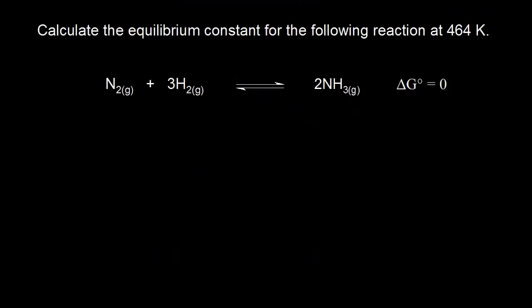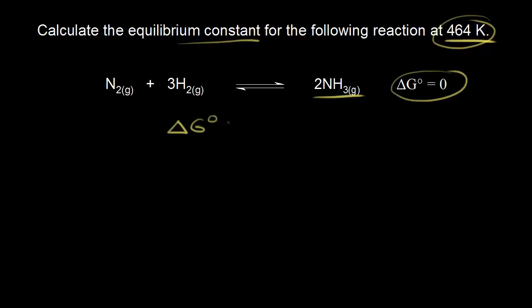Let's do the same problem again, but let's say that our reaction is at a different temperature. So now our reaction is at 464 Kelvin. So we're still trying to make ammonia here, and our goal is to find the equilibrium constant at this temperature. At 464 Kelvin, the standard change in free energy, delta G0, is equal to 0. So we write down our equation. Delta G0 is equal to negative RT natural log of the equilibrium constant K. And this time for delta G0, we're plugging in 0.